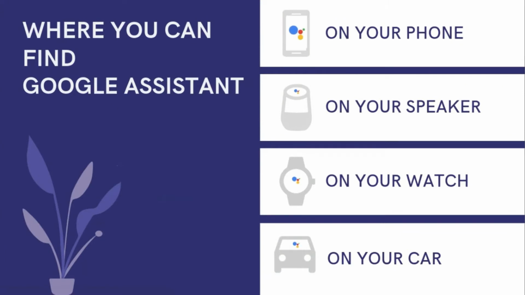So where can you find Google Assistant? Google Assistant is available on these platforms: on your phone, on your smart speakers, on your watch, on your car. Even for Indian users, if you have a Jio phone, you can use the Google Assistant. So these are the places you can find Google Assistant.